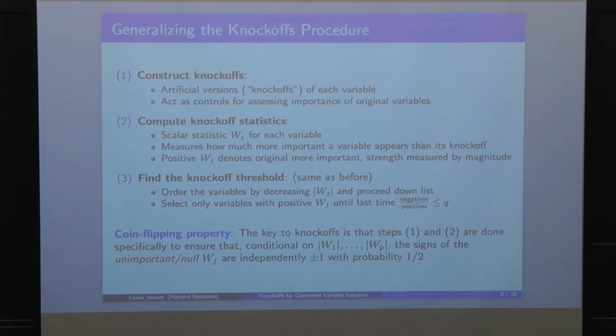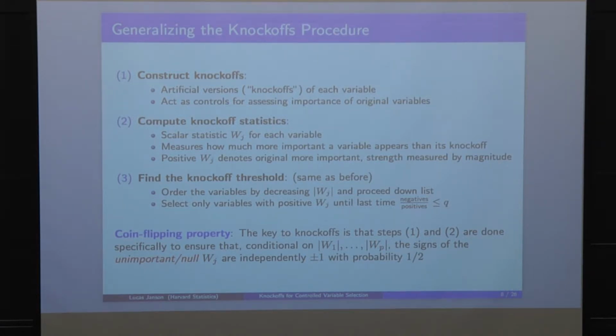And I'm constructing things in such a way that I actually get a much stronger property, which is that not only do I have marginal plus or minus 1 with probability half, so not only do I have a marginal known distribution for my null wj's, conditional on their absolute values, I actually have independence among those null wj's.